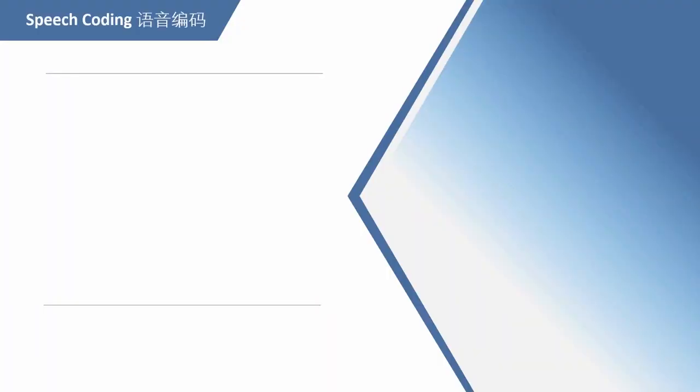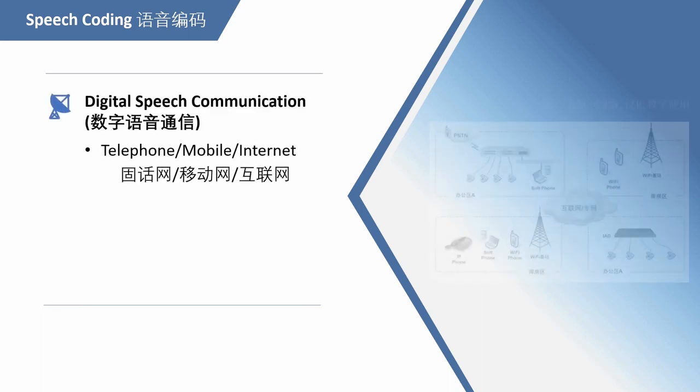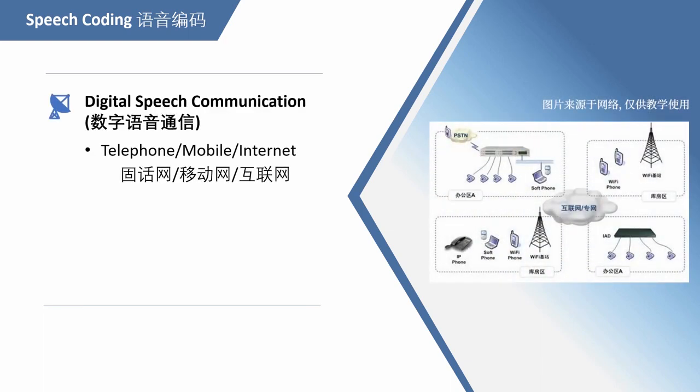As to speech coding, there are two main applications. One is digital speech communication. In voice communication through telephone, mobile, or internet, the transmission channel bandwidth is limited. Speech coding is needed to compress the source signal, and the processing must be carried out in real time. Real time means the speech signals should be processed frame by frame with as low a time delay as possible.